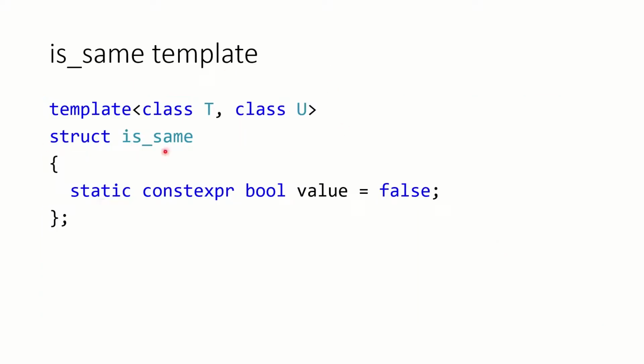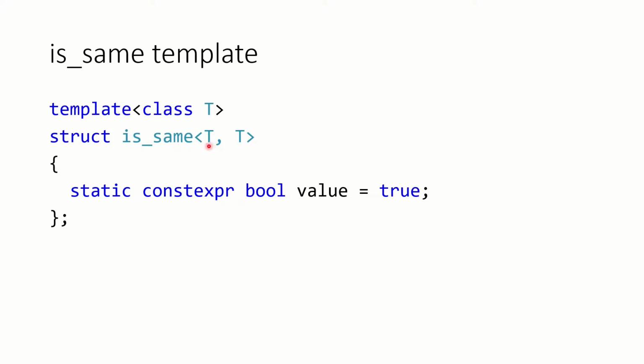So we need to specialize this template, and here is our specialization. So when the compiler sees isSame, it will first check this specialized version. If it sees that this version satisfies the requirement, meaning if we really have the same type here, then value will be assigned true, and this struct will be the one which is called.